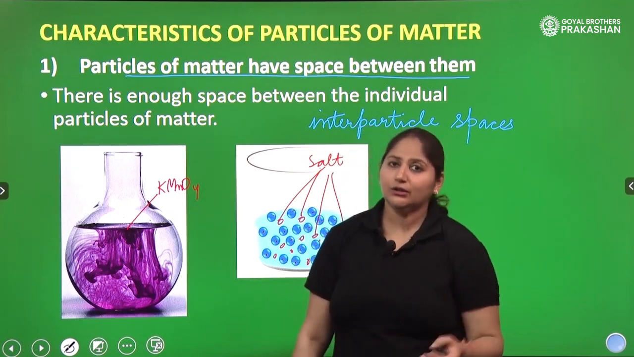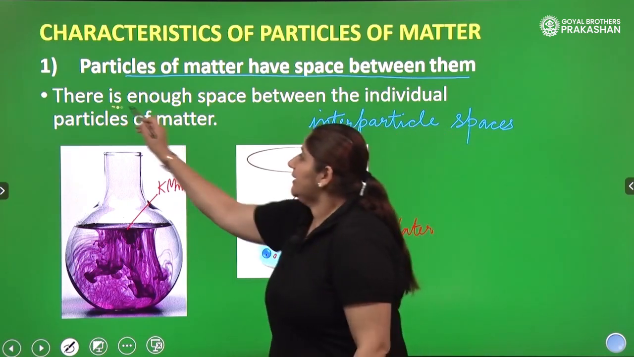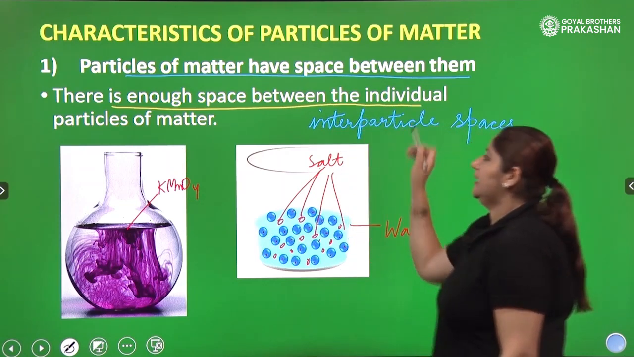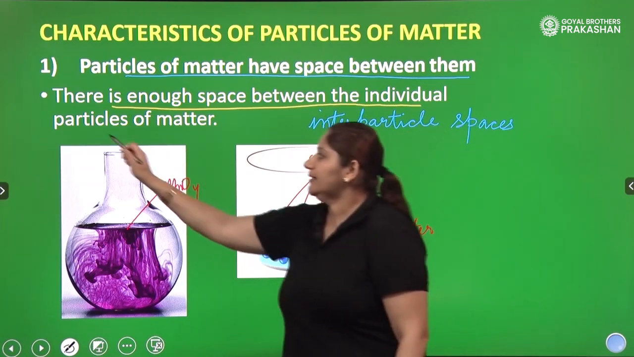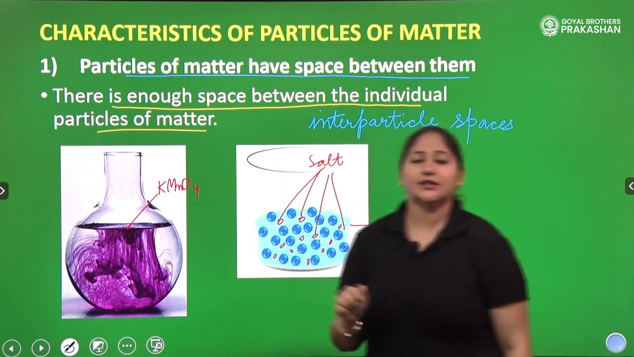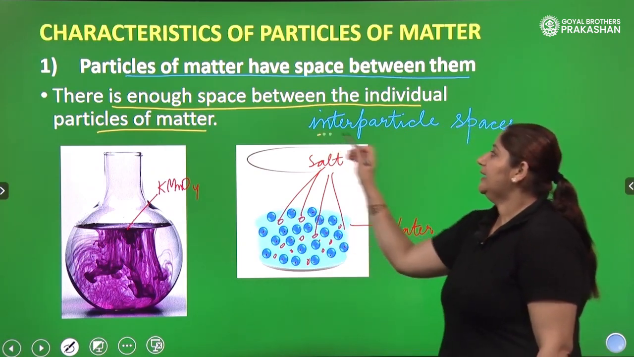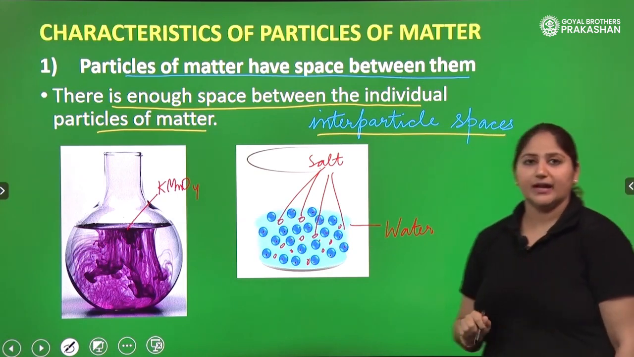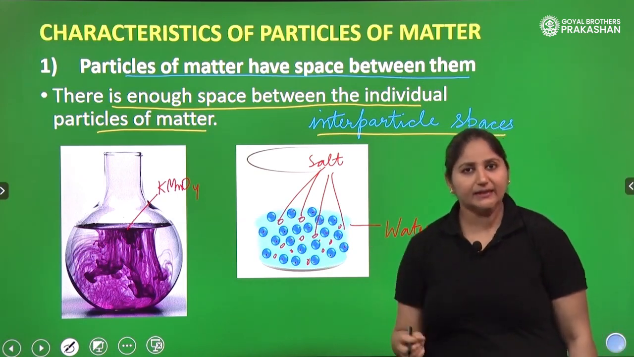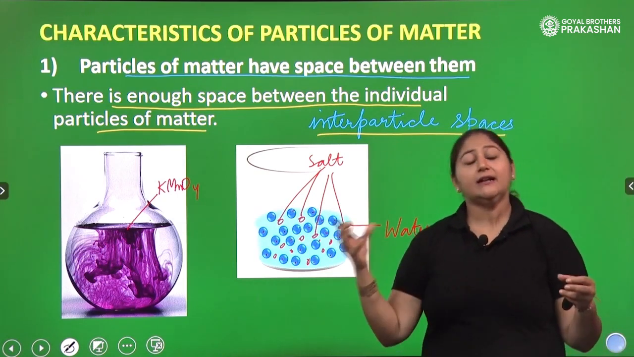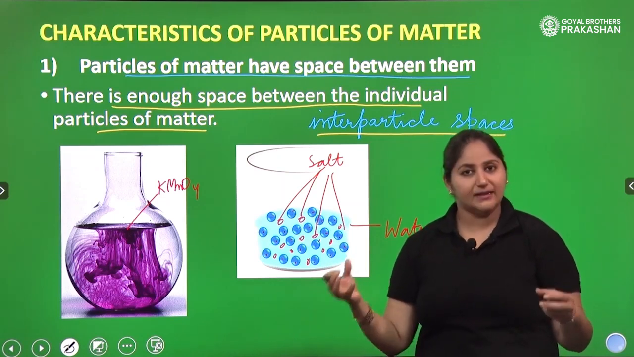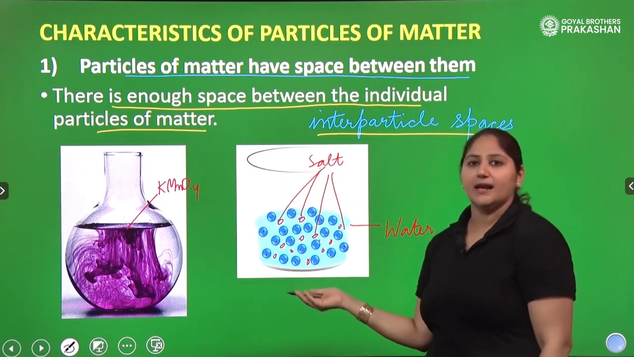So what can we conclude? Can we say that there is enough space between the individual particles of matter? And what do we call such spaces? We can say interparticle spaces, right? And can we say that one type of particles gets fit into another type of particles? Yes. So here also it is happening.